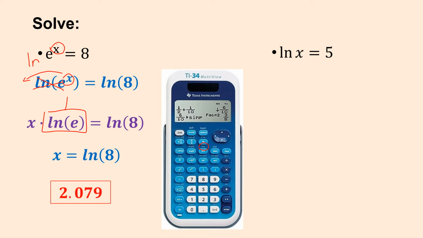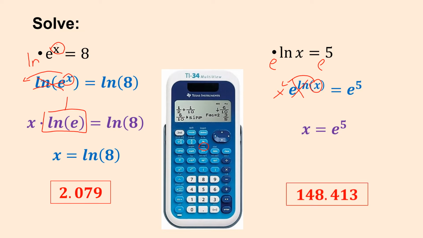If we have natural log of x equals 5, we're going to do the same thing, except now we have an e, and we have to raise both of these to that power. So e to the natural log of x power, e to the 5th. These are going to cancel out. This is going to come out front again. And on the other side, we have e to the 5th power. We put it into our calculator, we get our answer.